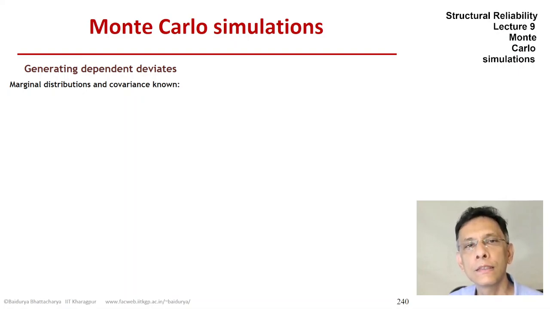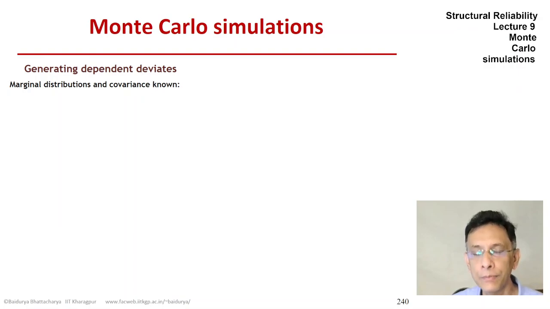Now, one situation that is often encountered in problems involving dependent random variables is that we know the marginal distributions of the random variables. We know the covariance structure between them, or the correlation coefficients between them, but we do not have any further information about their dependence. Obviously, this would be enough if those random variables were jointly normal, but they are often not. So how do we use this partial information to generate dependent samples?